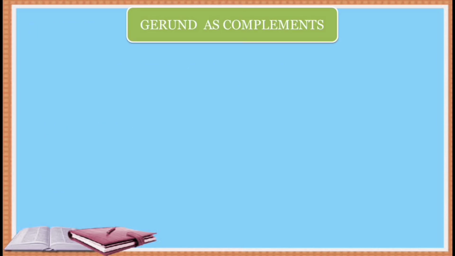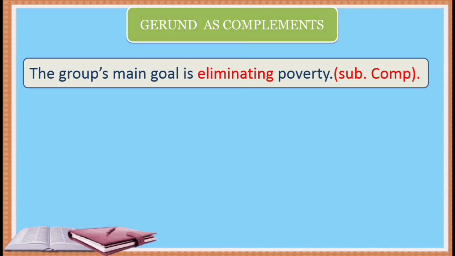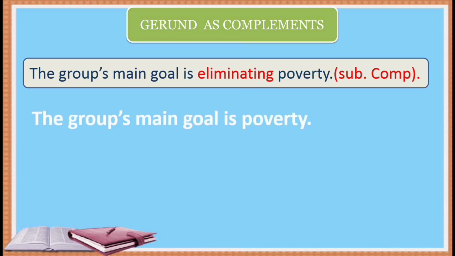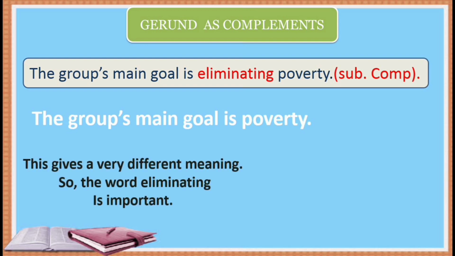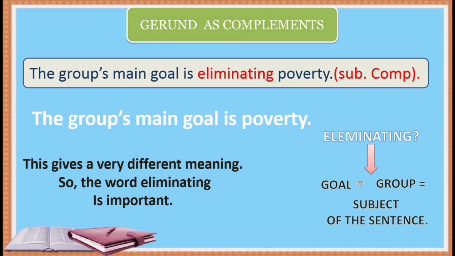Look at this first example. The group's main goal is eliminating poverty. This sentence is incomplete without the word eliminating. If you remove the word eliminating from this sentence, it would read as, the group's main goal is poverty. This gives a very different meaning, so the word eliminating is very important. What is eliminating in this sentence? It is the goal of the group, so the word eliminating complements the subject, that is the group. So this is an example of gerund complementing the subject of the sentence.